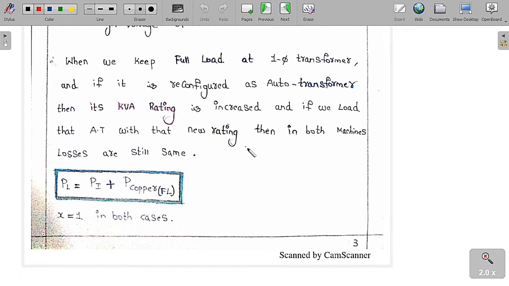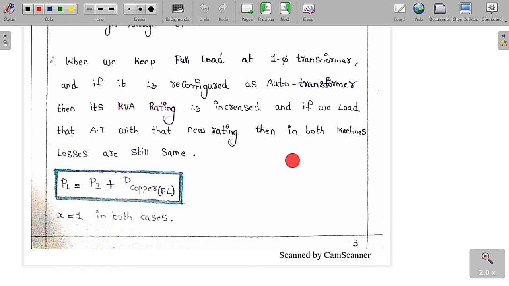Whenever you convert a single phase transformer into an auto transformer, its KVA rating is increased. If you keep the full load KVA rating of the transformer, the currents drawn are the rated currents, so the overall loss is iron loss plus copper loss at full load. Now if you change it into an auto transformer, the rating capacity increases. With this new rating, the load draws the same amount of current in the primary and secondary coils. So the copper loss at full load is the same, and iron loss is independent of load. So the overall loss is the same in both the single phase transformer and the auto transformer.